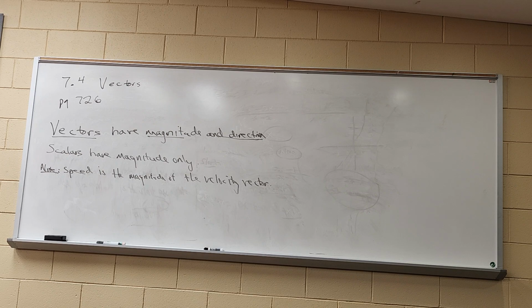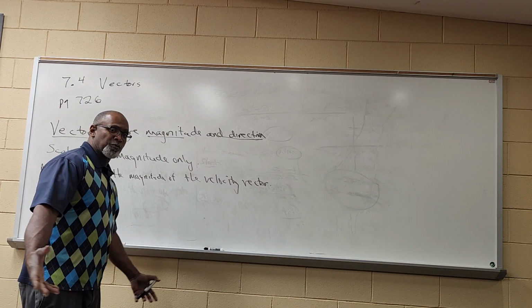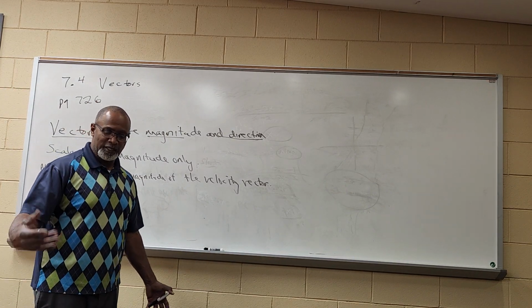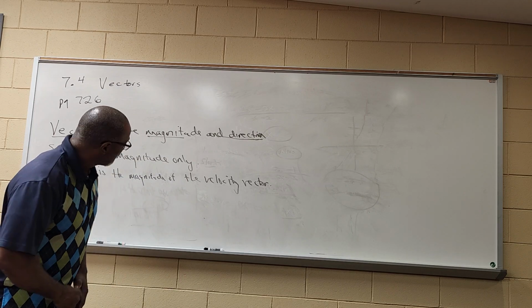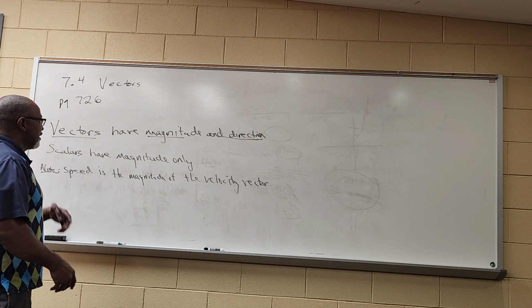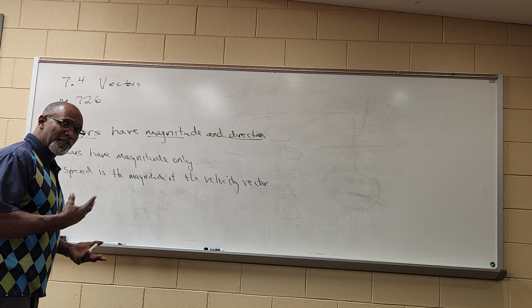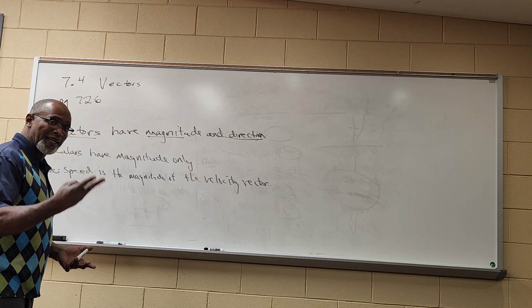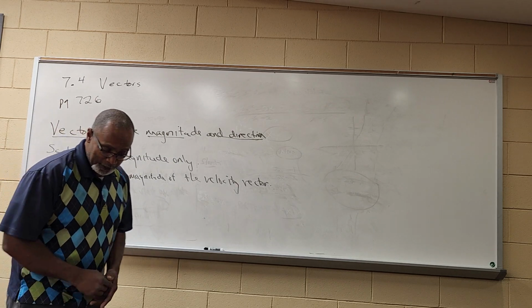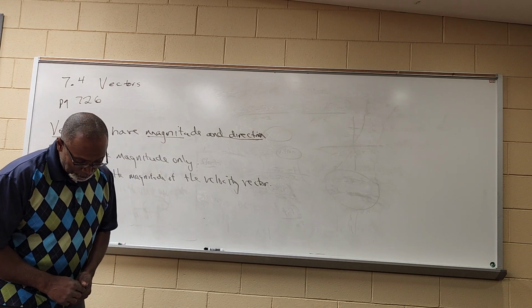I might be driving a car 65 miles an hour. That's my speed. I didn't say anything about direction. I said the magnitude of that thing. So that's the difference between scalar quantities and vector quantities. A vector quantity will have both magnitude and direction. A scalar quantity will have magnitude only.